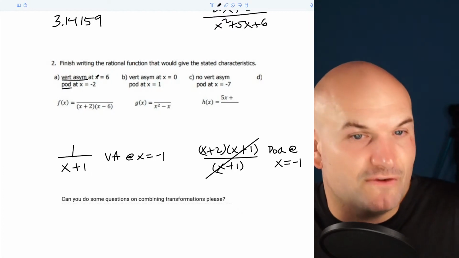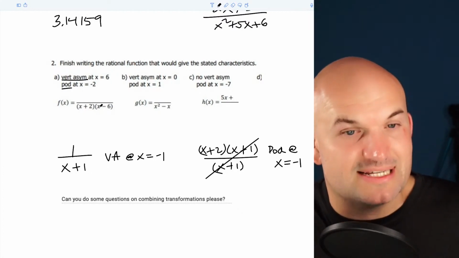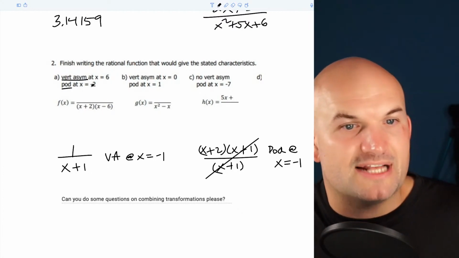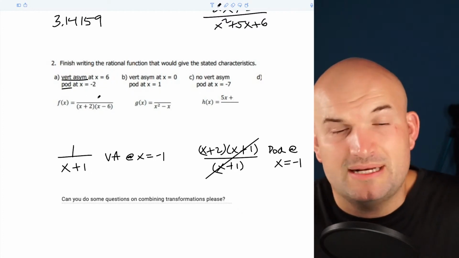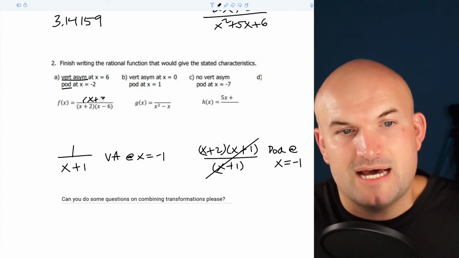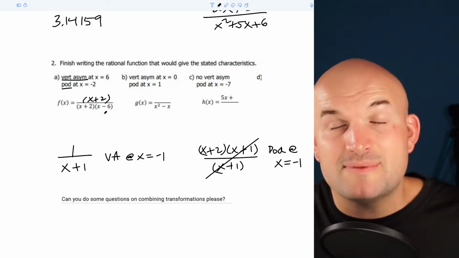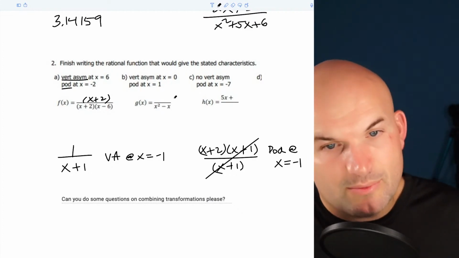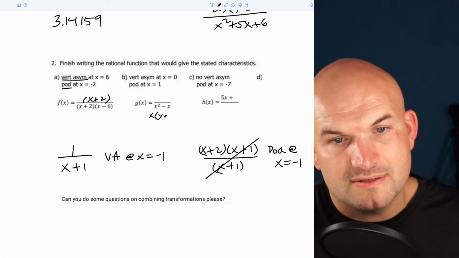So if I have a vertical asymptote at x equals 6, right, that means I don't want that to be divided out, but I do want the x plus 2 to be divided out. So, I mean, literally, guys, I could just write x plus 2 up top. That's going to be divided out, but the x minus 6 is not. Now, in this one, we want it to be, now this can be factored out.